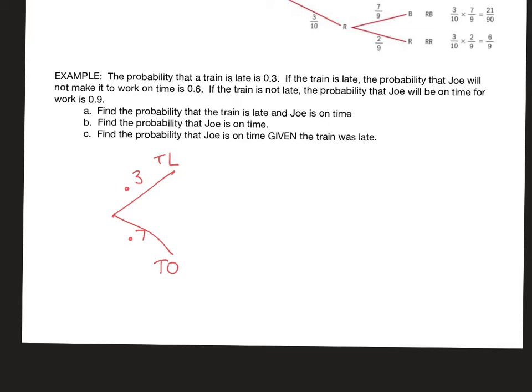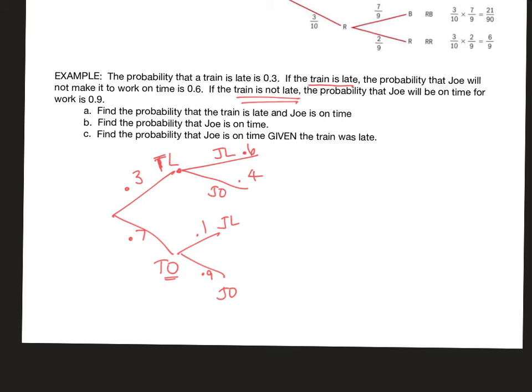Okay, next, it says if the train is late, so I'm looking up here at the top branch, the probability that Joe will not make it to work on time is 0.6. Okay, so not make it to work on time, in other words, means Joe is going to be late. And that is 0.6, which means that this one then has to be 0.4. Okay, and then if I continue to read, if the train is not late, so now I'm down here, right, that's the train being on time, the probability that Joe will be on time is 0.9, which means that Joe late is 0.1.